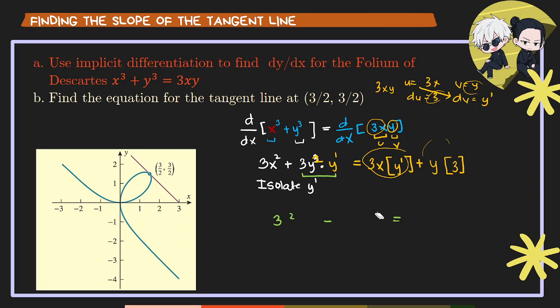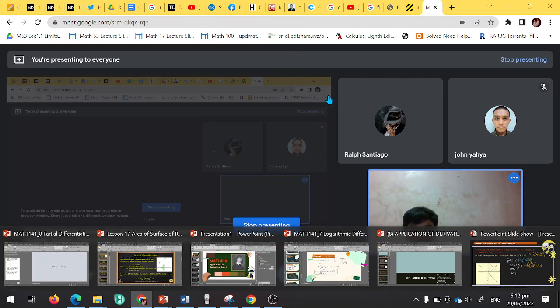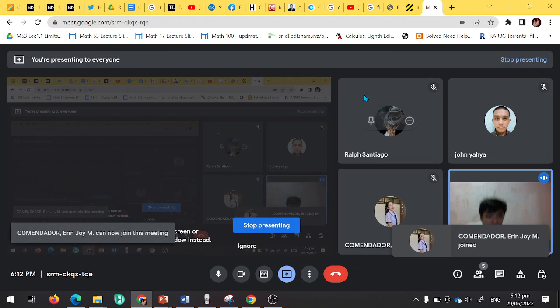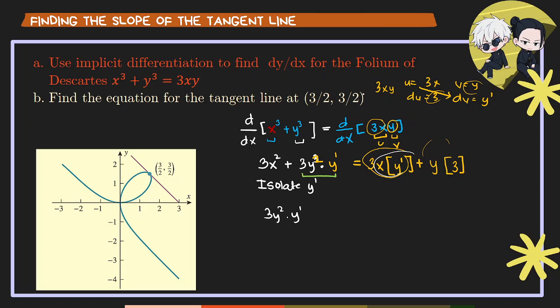Okay, let's continue. So dito, di ba, pagka-differentiate natin, malamang i-isolate natin, di ba? So, igugrupo ko lahat ng y prime. So here, meron akong 3y squared times y prime, di ba? May y prime din ako dito. Oh, minus 3x y prime is equal to negative 3x squared plus 3y, no? Tama ba?